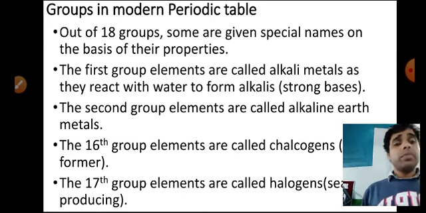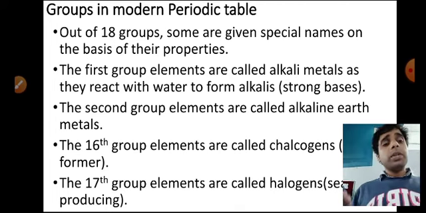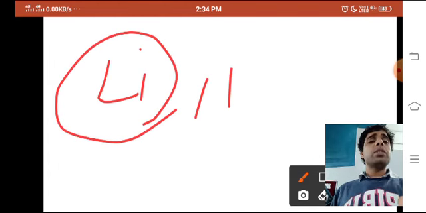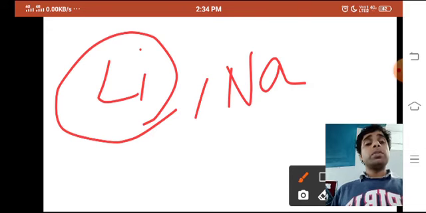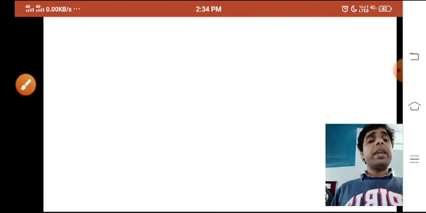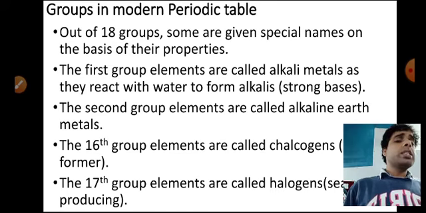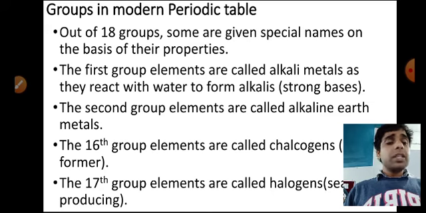The first group, when it reacts with water, suppose lithium, sodium, or potassium, all of them form a strong base, known as a soluble base. That means they are forming alkali. Lithium, sodium, potassium are strong reactive elements, and they will form a strong base. That is the alkali they are forming.